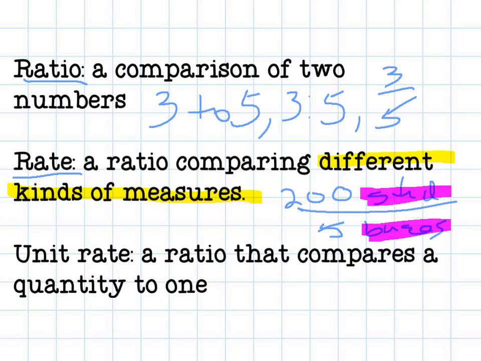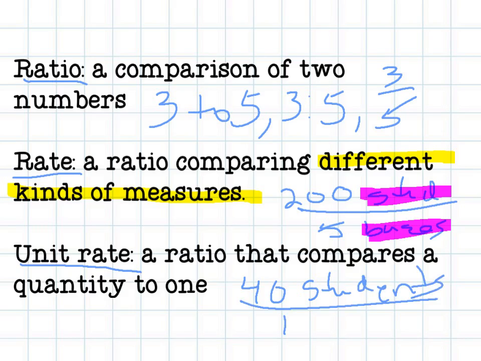A unit rate would be taking the same information, and it would be a ratio that compares a quantity to one. So if we use the example above, I would want to know how many students are on one bus. I do that by dividing 200 divided by 5, and I would end up getting 40 students on one bus. That would be the unit rate.